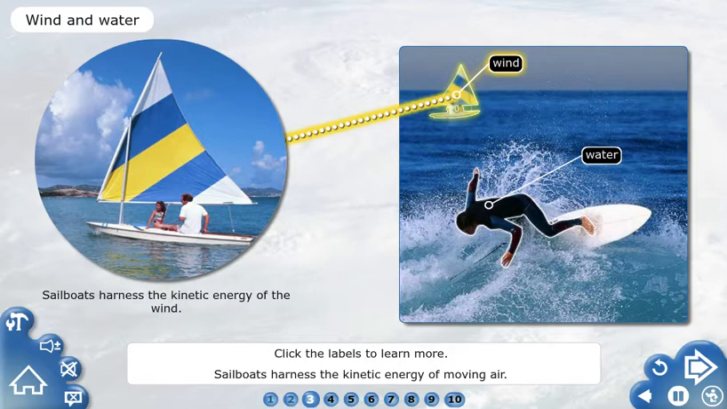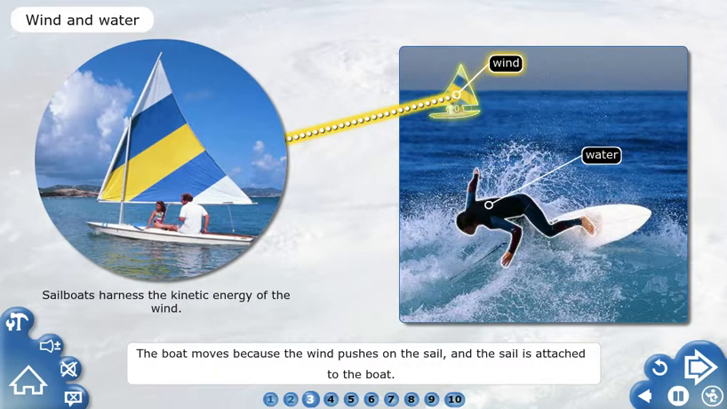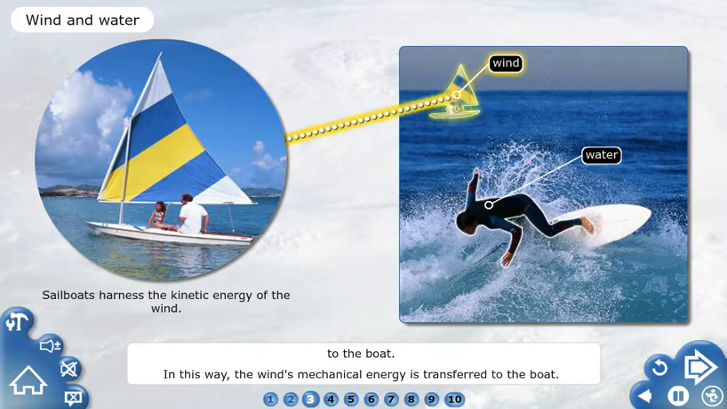Sailboats harness the kinetic energy of moving air. The boat moves because the wind pushes on the sail, and the sail is attached to the boat. In this way, the wind's mechanical energy is transferred to the boat.